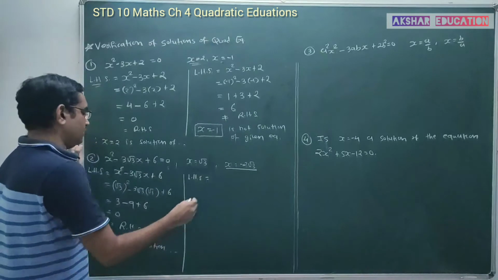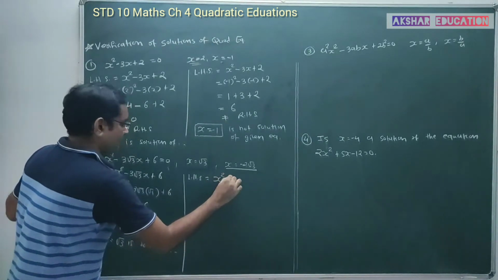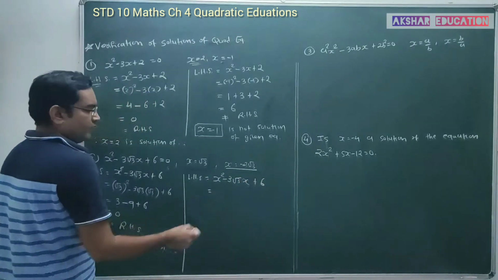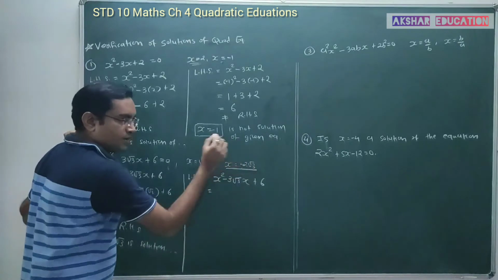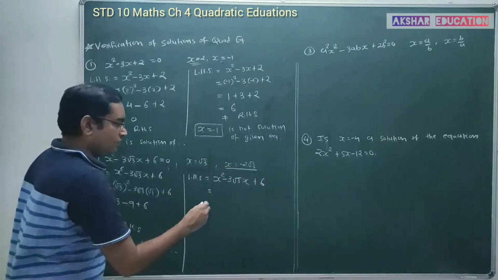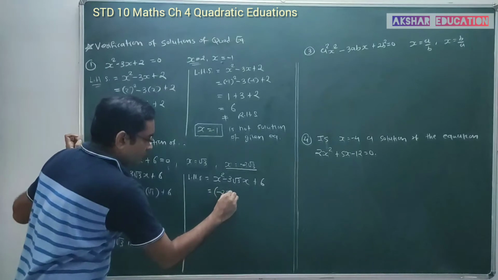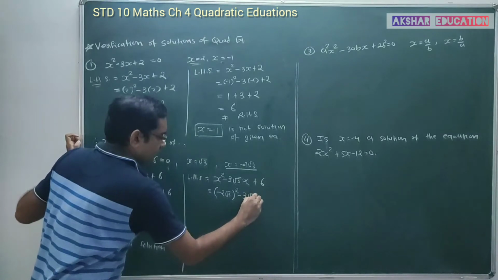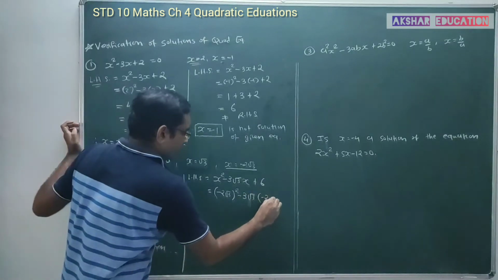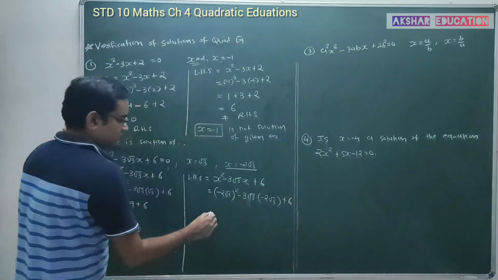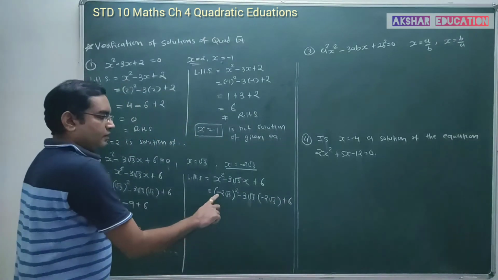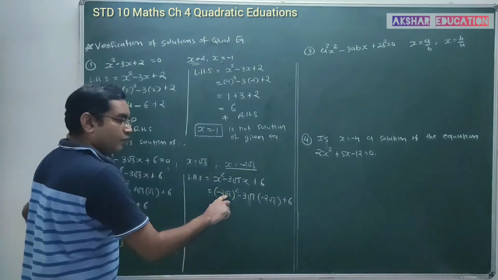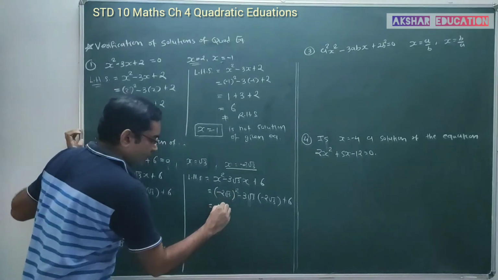So left hand side is equal to x square minus 3 root 3x plus 6. Now put the value of x, which is equal to minus 2 root 3. So it's minus 2 root 3 whole square minus 3 root 3 into x, which is again minus 2 root 3, plus 6. Now square of any negative number will be positive. 2 square is 4 and root 3 square is 3, so 4 3 is 12.